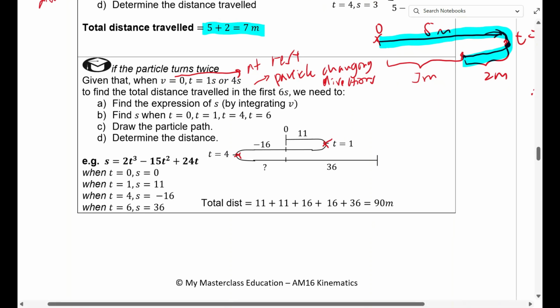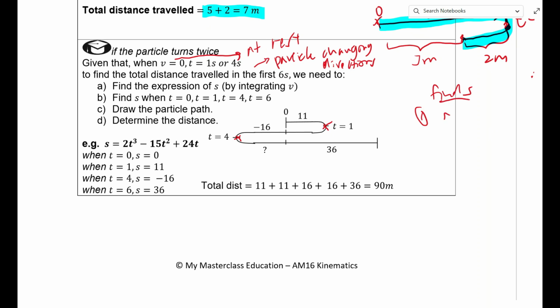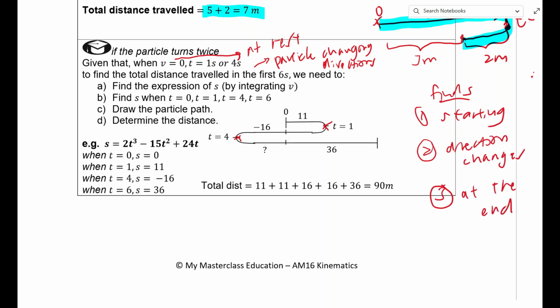Secondly, we will find s when t equals 0. So whenever we find s, firstly, find s at the starting point. So when t equals 0. Secondly, we'll need to find s at the direction changes. Thirdly, we will need to find s at the end. So where it ends up after 6 seconds.